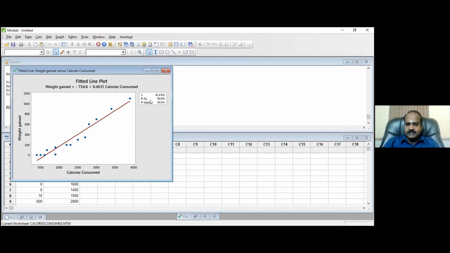R square is a statistic that is calculated. It will help you to understand whether the number of factors you have included in your regression is sufficient to control the y or not. Now tell me, R square is 94. Is it sufficient to control the y? Looks sufficient. Yes, sir, 94. Looks sufficient. But now I have a doubt.